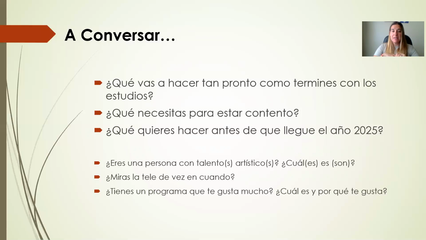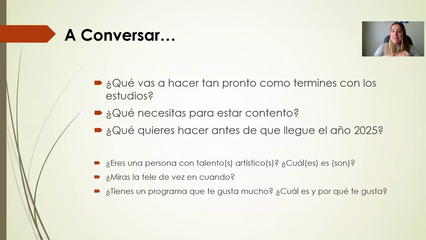If it is look for a job or travel, I mean, obviously we can't travel right now, but maybe someday, or whatnot. But you can start your answer to that question with that phrase in the subjunctive. Tan pronto como termine con mis estudios.